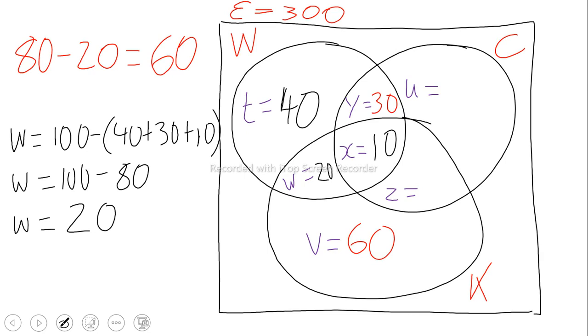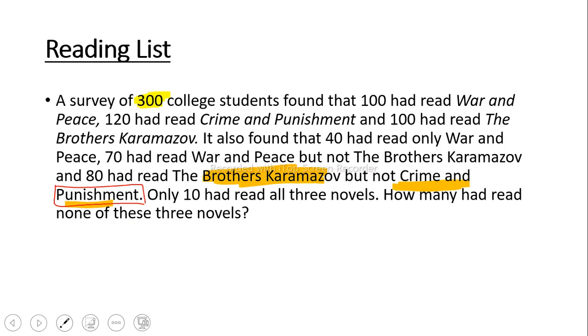Well, one thing we know about Z is that it's in the brothers. How many people read the brothers altogether? 100, right? Isn't it? Are y'all there?